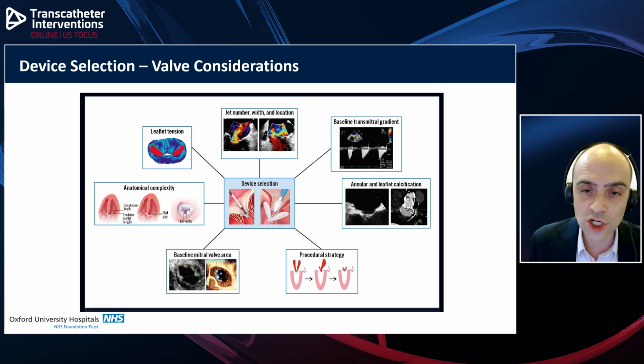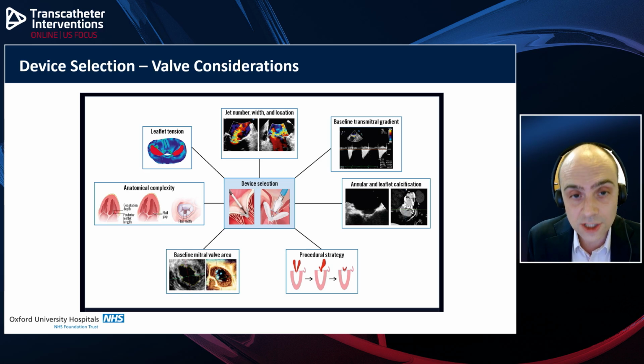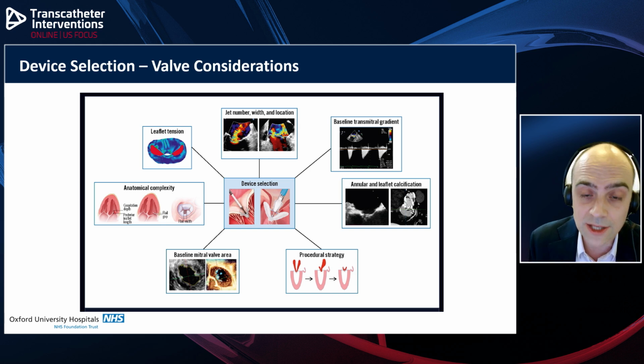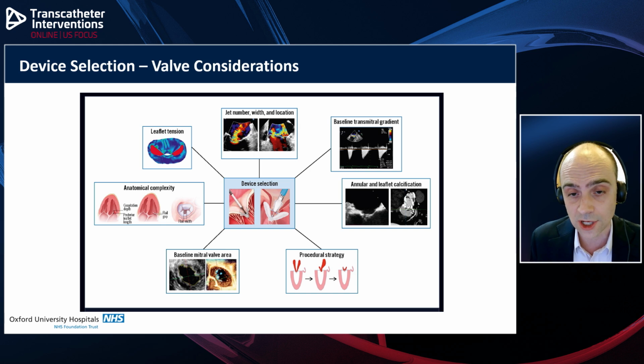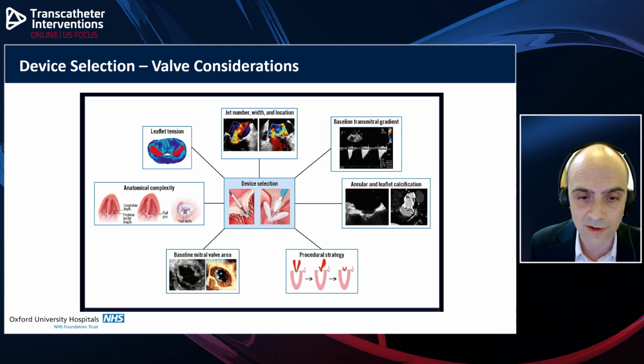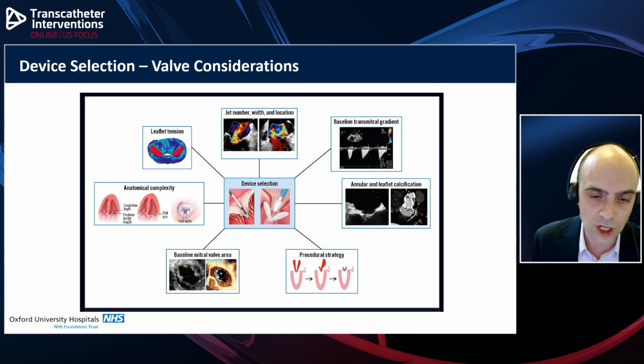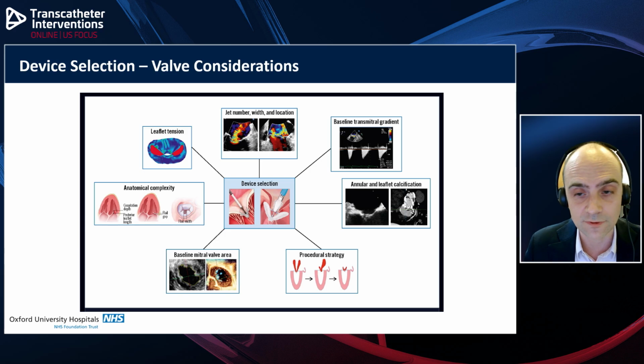Annular and leaflet calcification, we already highlighted as part of the valve pathology complexity issue. I worry that if you've got leaflet calcium, the whole leaflet system is stiffer. Perhaps there's a slightly higher propensity to tearing or injuring the leaflets. And for that reason, I like Pascal in that system because I think you transmit a little less force to the valve leaflets. And then, of course, your procedural strategy. Which direction are you working? What are you trying to achieve with each device, first and subsequent?